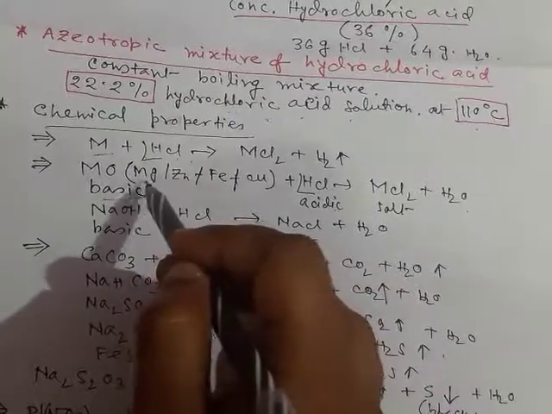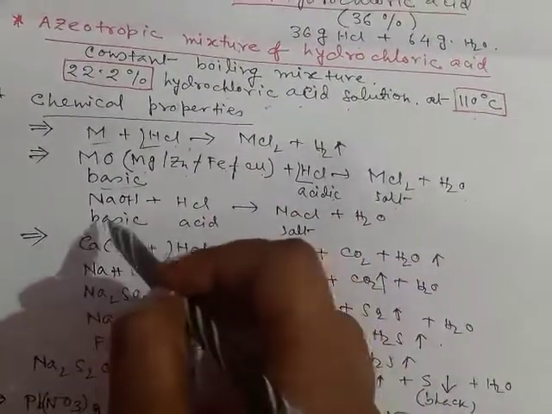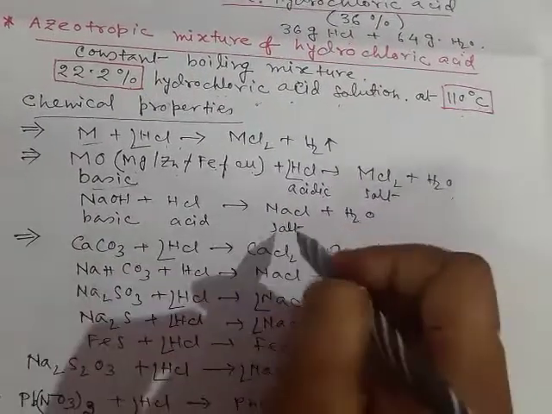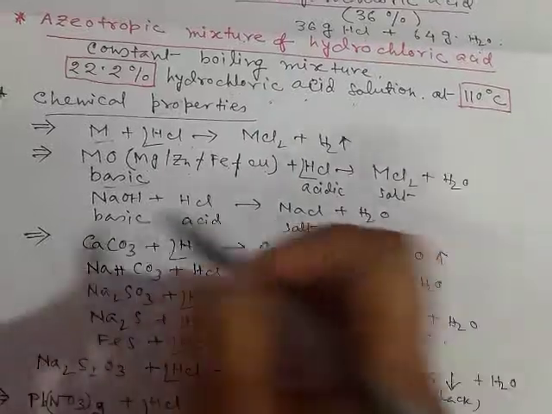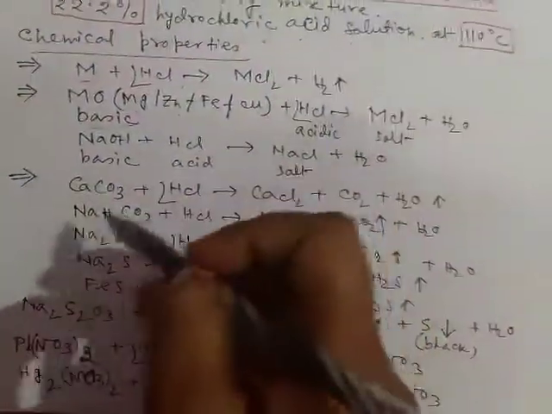Different metals like magnesium, zinc, iron, copper oxides and basic hydroxides like sodium hydroxide react with HCl to form chlorides, like sodium chloride, and water. These hydroxides are basic in nature.